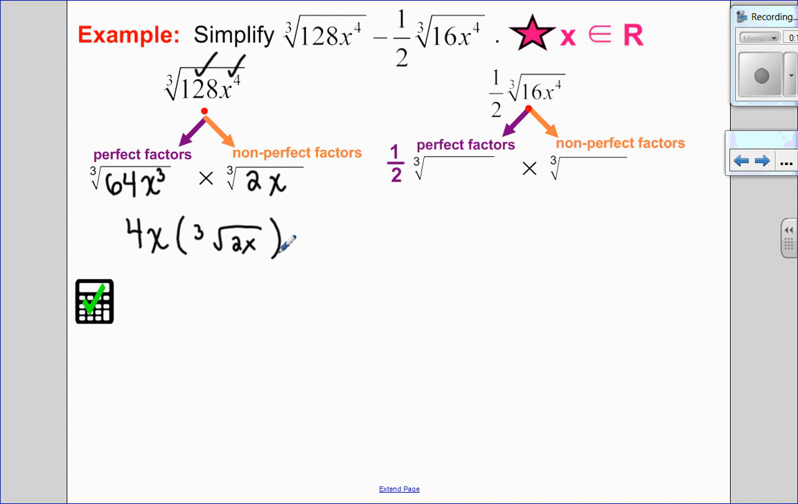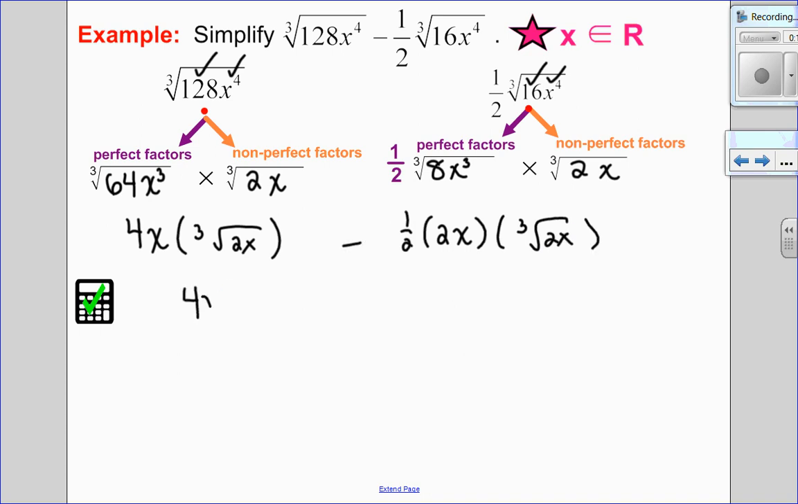Okay. Next one. So my half comes outside, which is great. 16. Highest perfect cube factor of that is 8 with 2 left over. X cubed with 1 left over. Again, do a check. 8 times 2 is 16. X cubed times x is x exponent 4. So I have 1/2 of 2x. Cube root of 8 is 2. Cube root of x cubed, 3 divided by 3 is 1. Times the cube root of 2x.